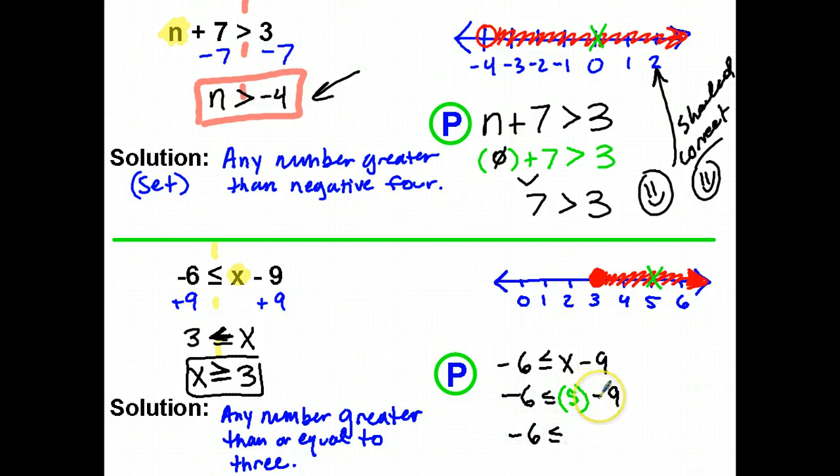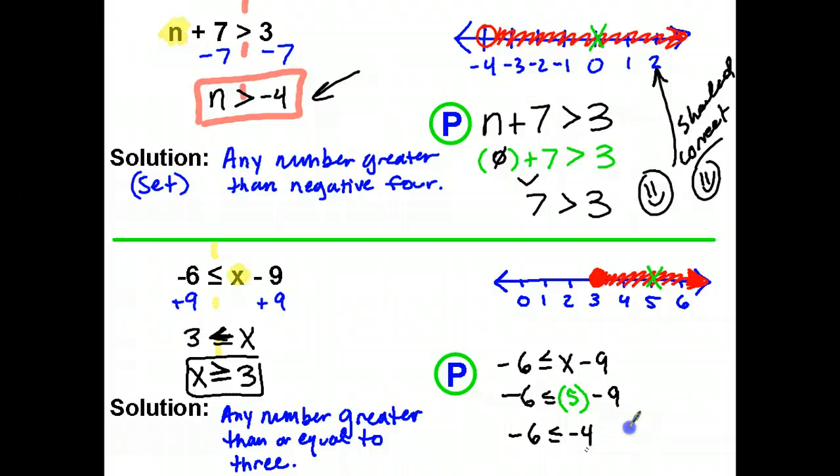Right-hand side, 5 take away 9 is going to leave me with negative 4. And then I just ask myself the final question, which is this. Is negative 6 less than or equal to negative 4? And I say, yeah, it's less than.